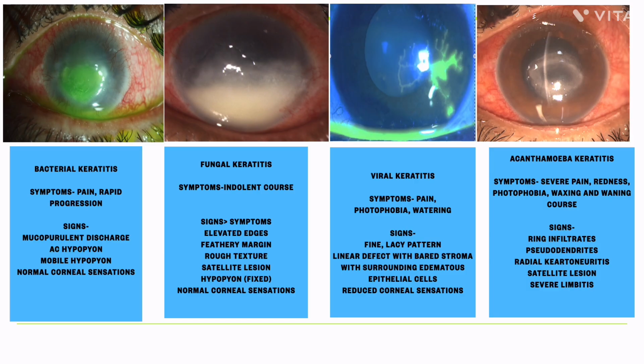Now, this slide compares the typical clinical patterns of 4 major types of infectious keratitis, starting with bacterial keratitis, which usually presents acutely with pain, rapid progression, mucopurulent discharge, stromal infiltrates, and often mobile hypopyon. Then fungal keratitis generally follows a more indolent course. Look for elevated, dry, rough infiltrates with feathery margins, satellite lesions, and relatively fixed, thick hypopyon.